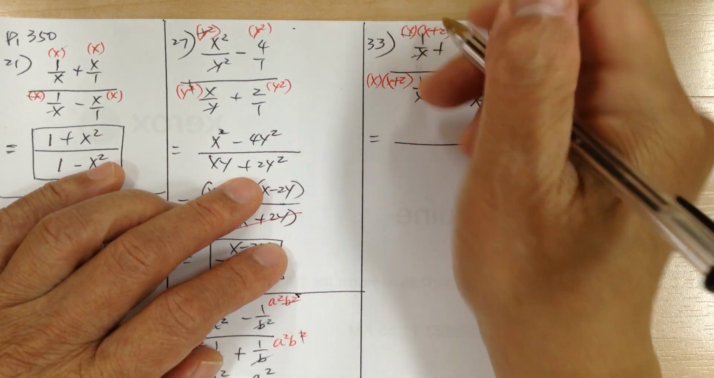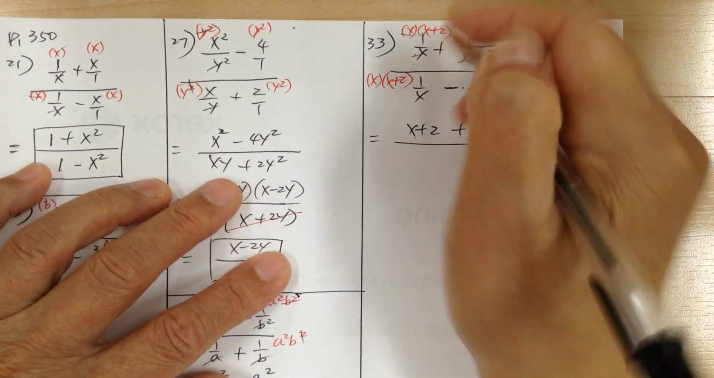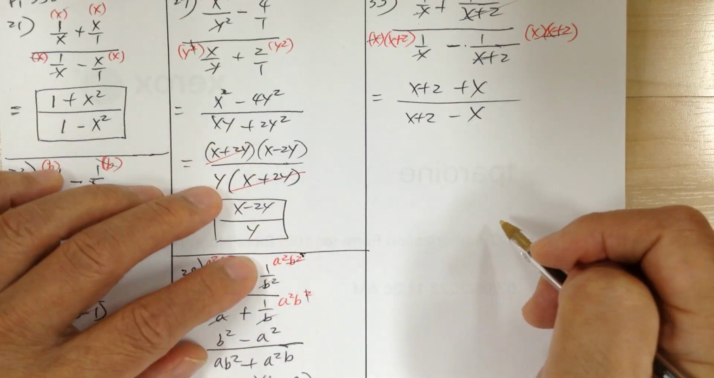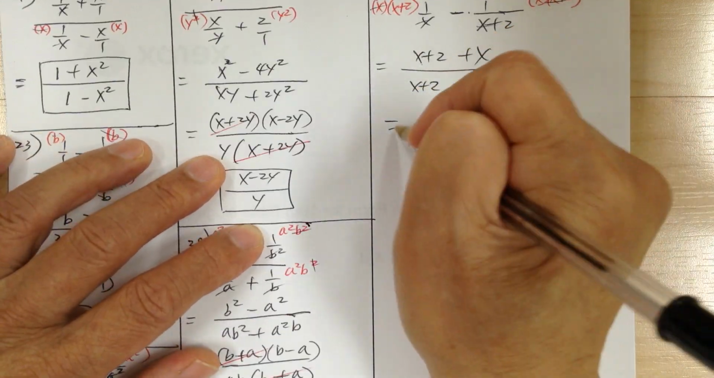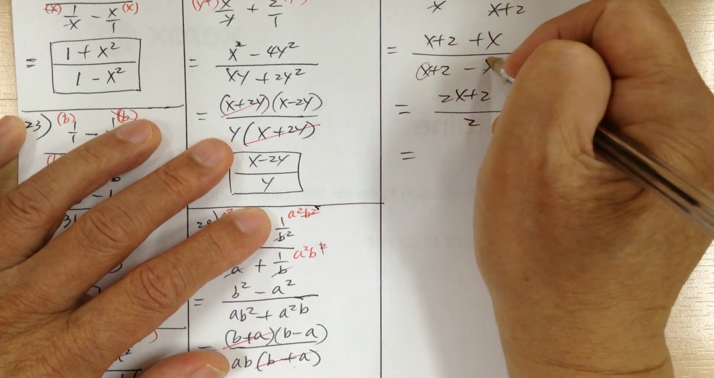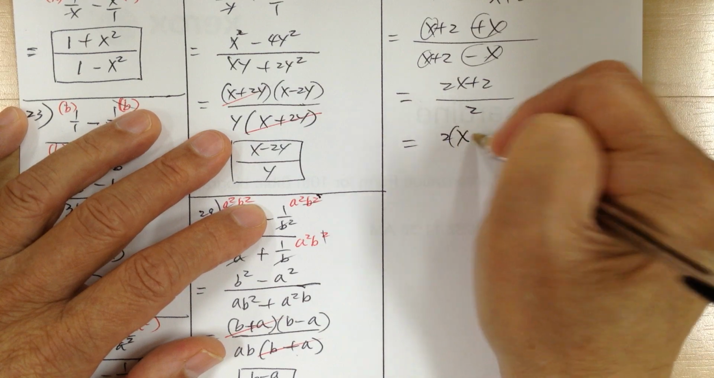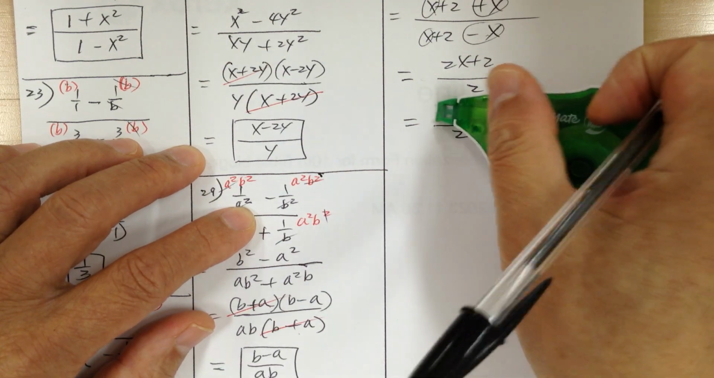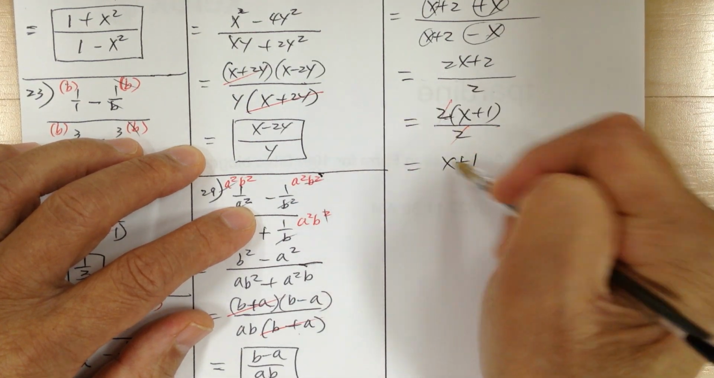The x cancels out, so you're going to get x plus 2. This one, the x plus 2 cancels out, so it'll be plus x. This one, the x cancels out, so you get x plus 2. And this one cancels out, so you get minus x. Then simplify a little bit, so you've got 2x plus 2 over 2. This one gives you 2x. Factor out the 2, and then the 2 can cancel out, so you get x plus 1.